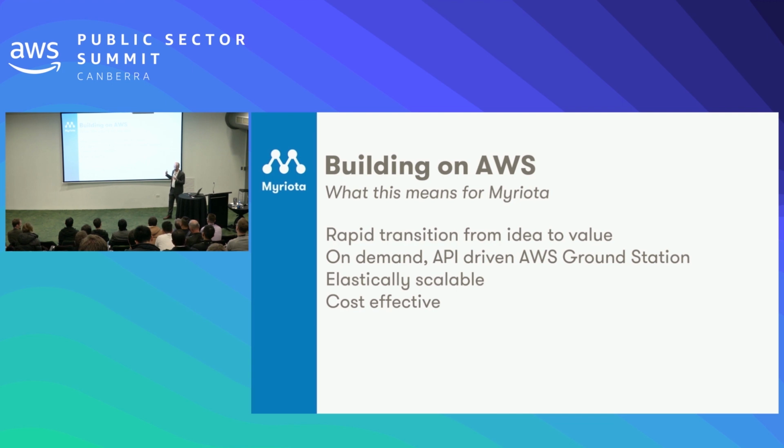And then seeing the way AWS Ground Station as well follows the same philosophy of providing this on-demand access that's API driven, we can combine all of these things to deliver a very scalable and cost-effective solution.